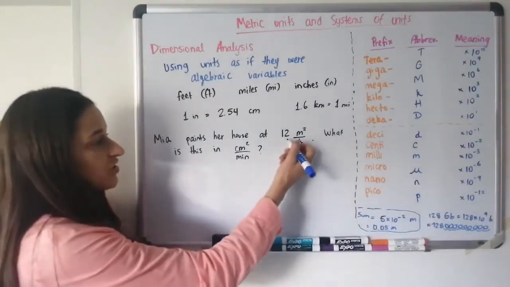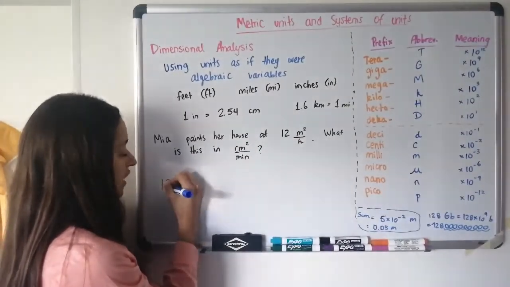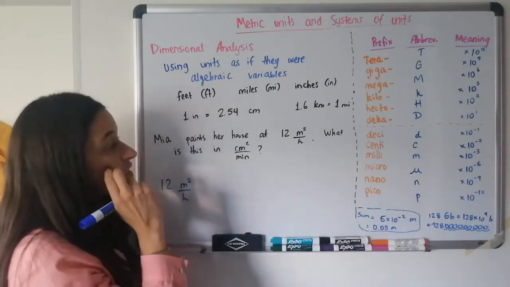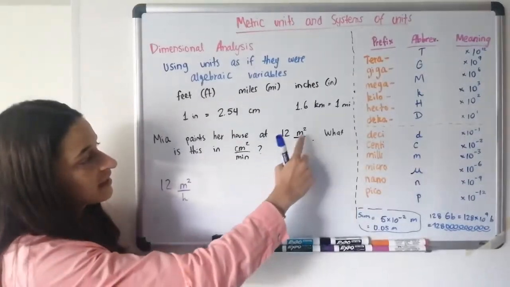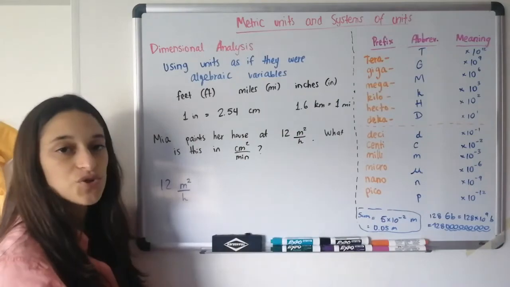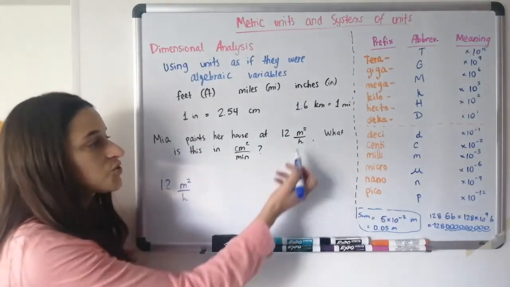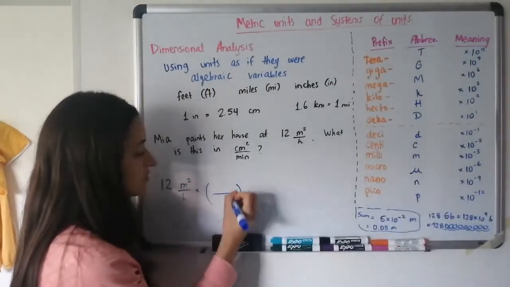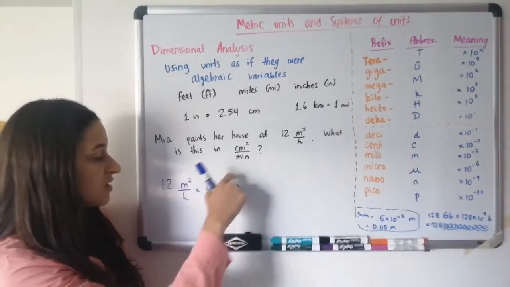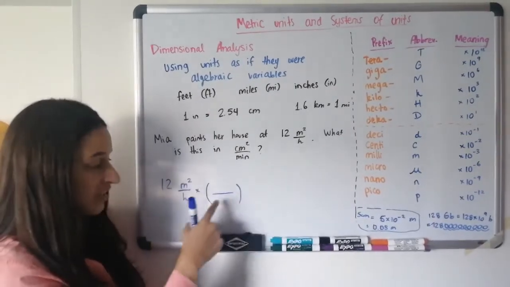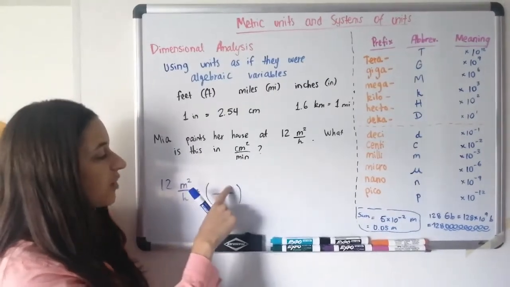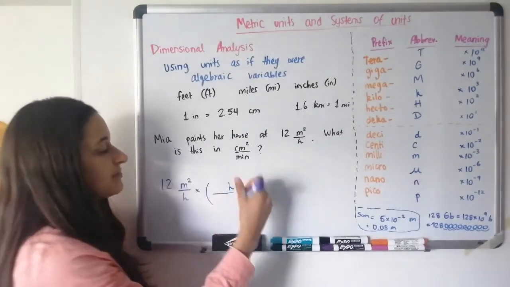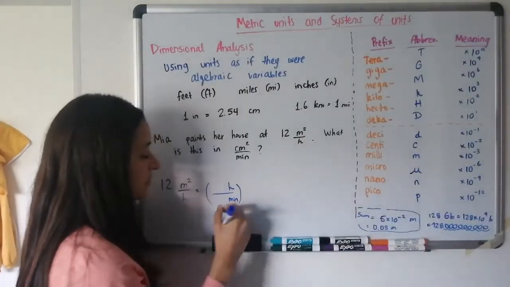Okay, so again, we start with the original number. We write that down. So we have 12 square meters per hour. So we need to convert 2 things, hours to minutes and square meters to square centimeters. And we can choose to start with whichever we prefer. So I'm going to do hours to minutes. So we need to multiply by something that cancels out the hours and gives us minutes on the bottom. So hours is on the bottom. To cancel it out, we can't put hours on the bottom again. We need to put hours on top, right? Because on top will cancel out with the one on the bottom. And we're going to minutes. So we put minutes on the bottom.